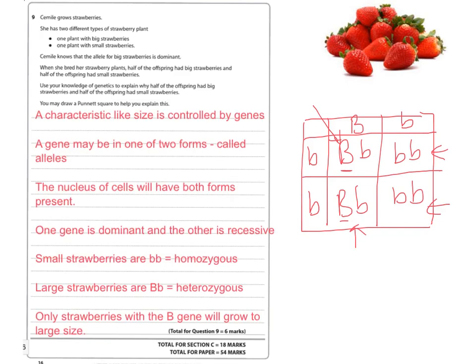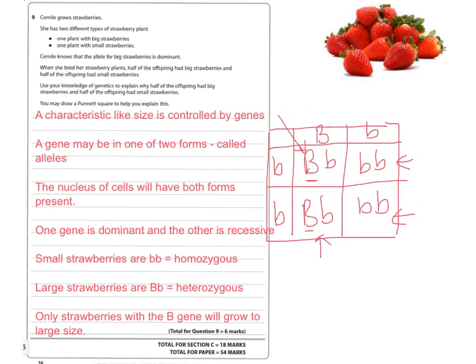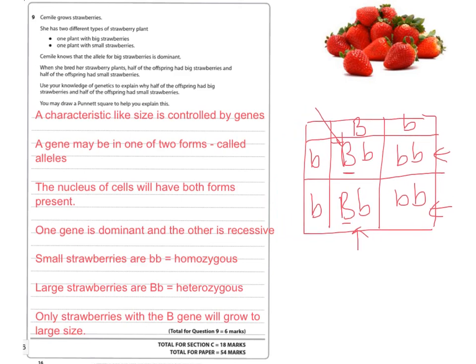In summary, it'll only be a small strawberry if both of the genes present are of the recessive type, the small strawberries. There'll be large strawberries if just one of the genes present has the large growth factor in it.